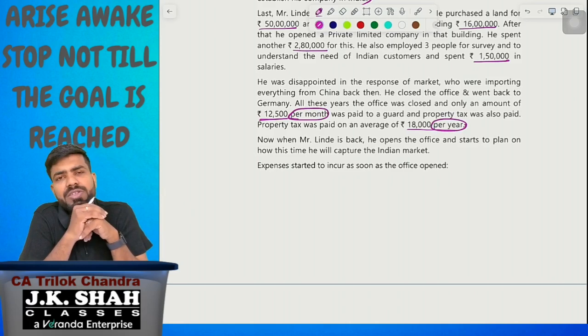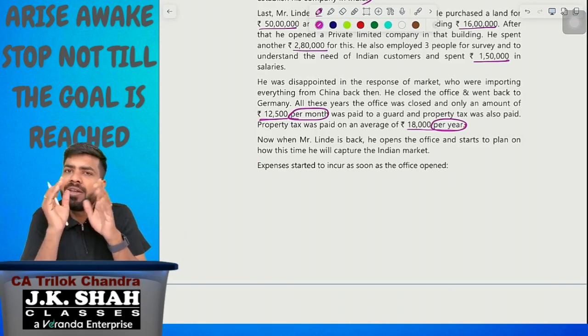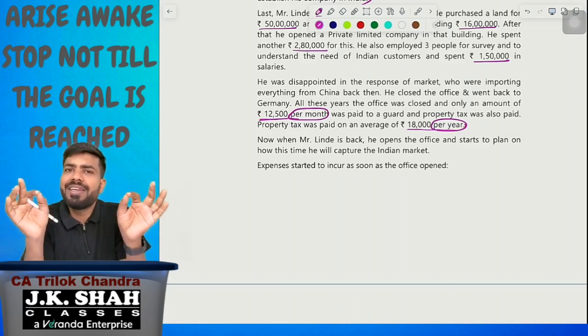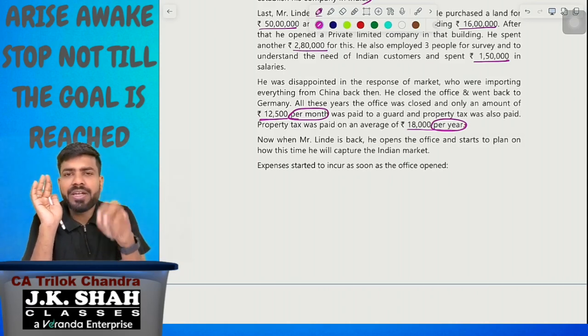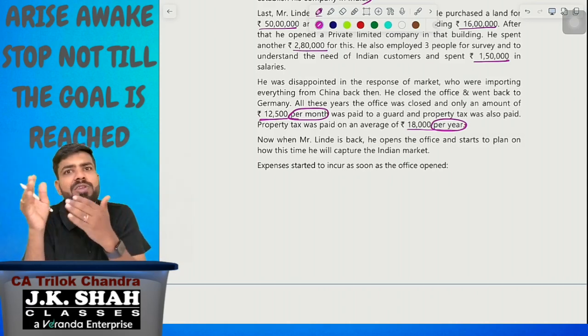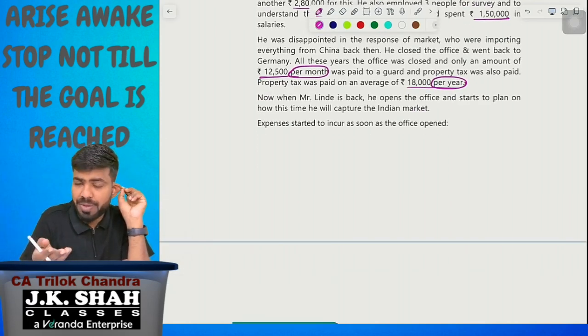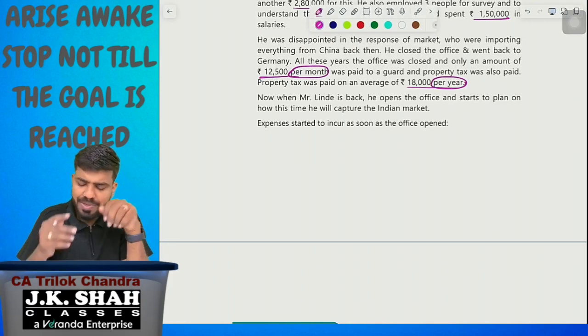So all these years, he appointed one security guard to take care of the property, and in relation to that property, he's paying the property tax. Security guard salary is 12,500 per month. When it comes to the property tax, it is 18,000 per year. Okay, next. Now, when Mr. Lindy is back in 2024, he opens the office and starts to plan how this time he will capture the Indian market.